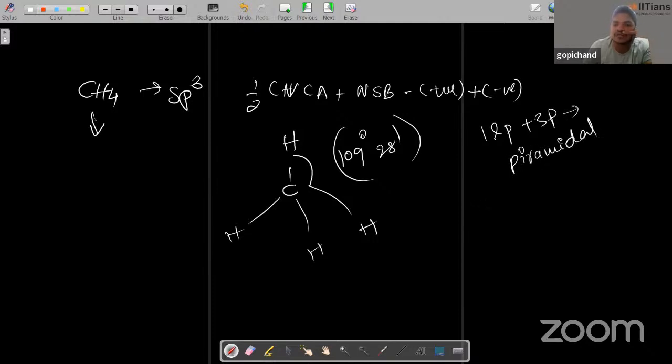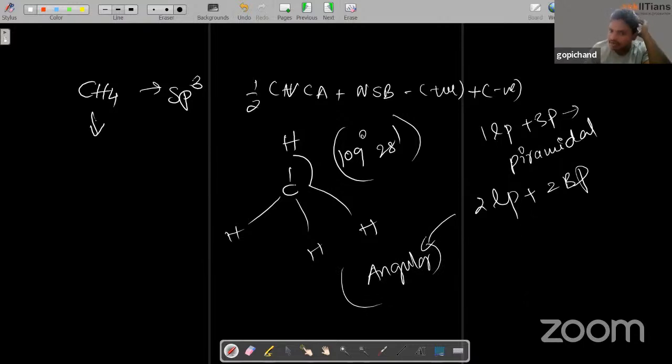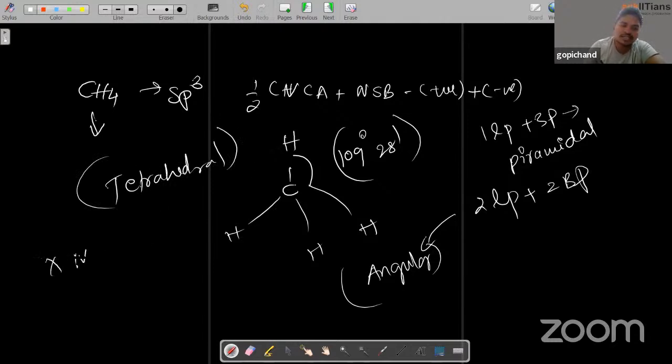Okay. And if you are having two lone pairs plus two bond pairs, then this will become an angular shape. Okay, so remember, two lone pairs and two bond pairs will become angular shape. But here you have four bond pairs and zero lone pairs, then this will become our tetrahedral, no doubt in it. But the question was not this. What the question is asking is how many XMX bond angles are possible.